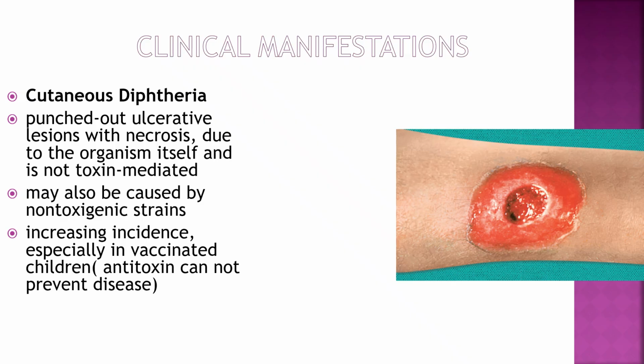The other type of diphtheria is cutaneous diphtheria. It has punched-out ulcerative lesions with necrosis due to the organism itself and not because of the toxin. It may be caused by non-toxigenic strains. There is increasing incidence, especially in vaccinated children, because antitoxin cannot prevent this disease; it is not toxin mediated, it is because of the bacteria.